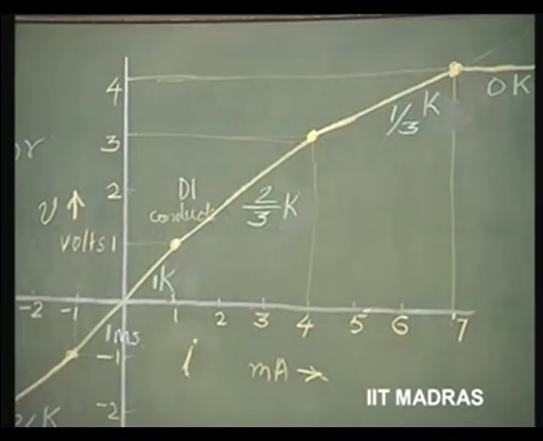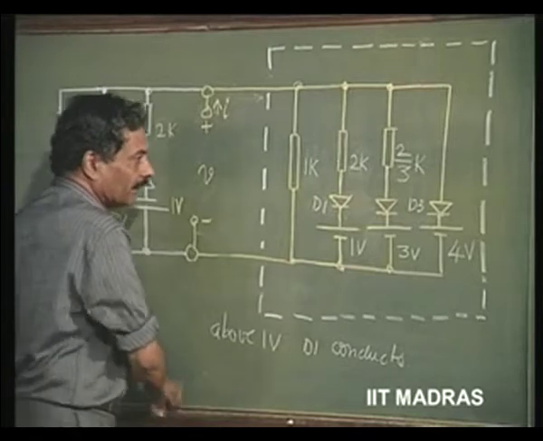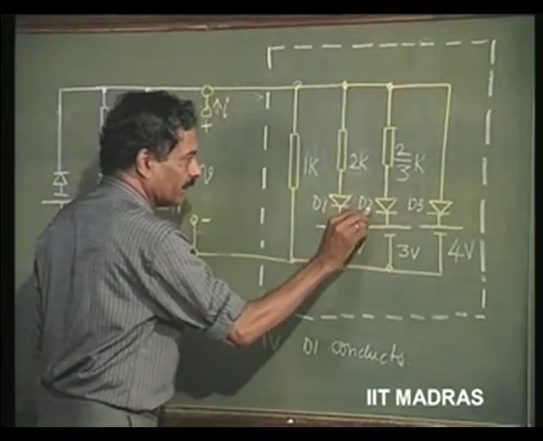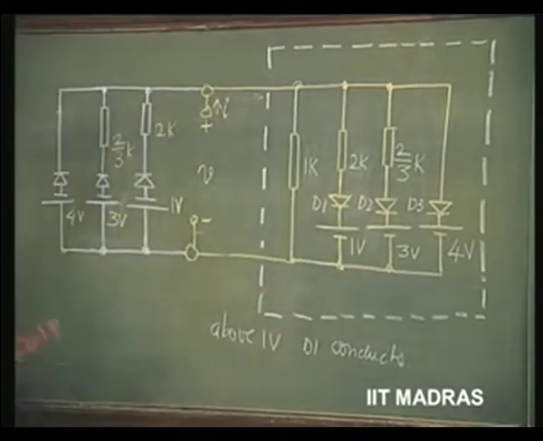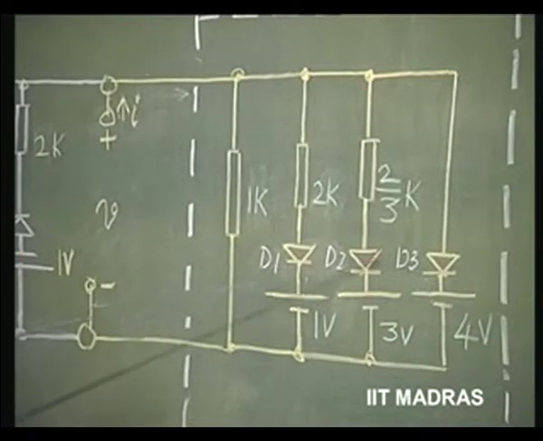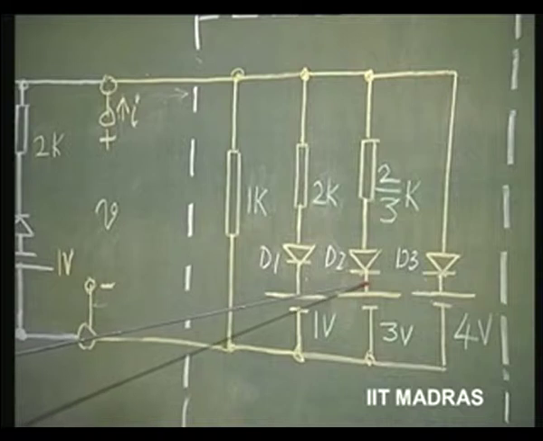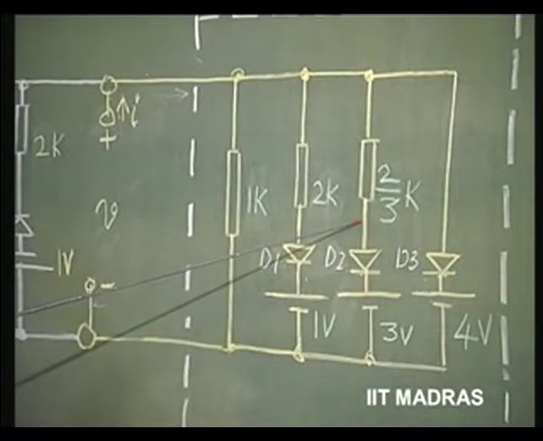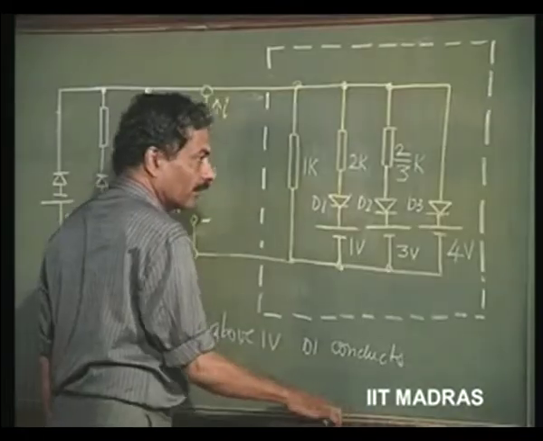Now, as voltage further increases, as soon as V takes on a voltage equal to 3 volts, D2 conducts, because this is maintained at 3 volts. If this potential is equal to 3 or higher than 3, this diode D2 will conduct, and bring in another resistance in such a manner that now the equation will change.